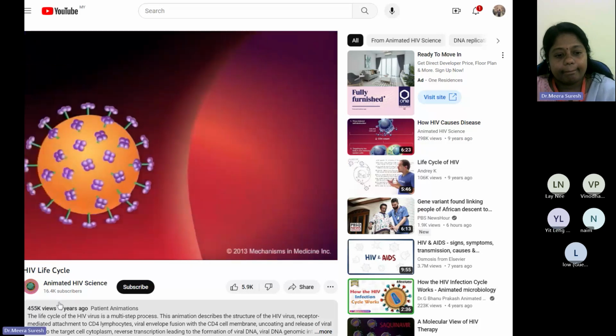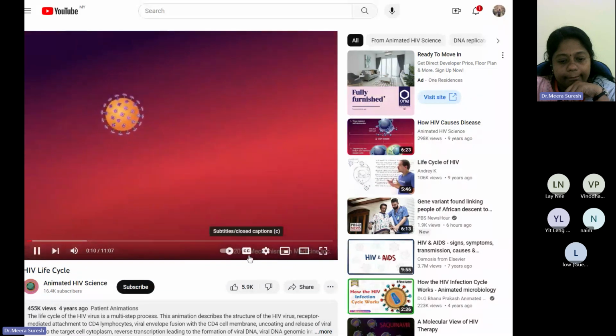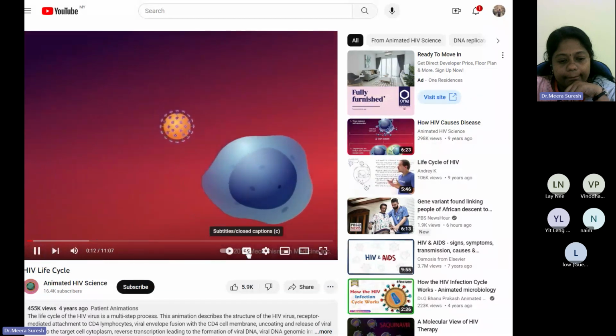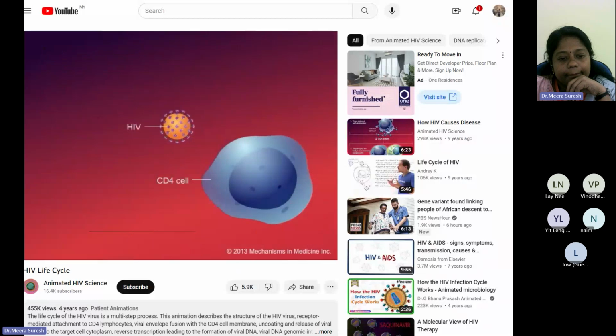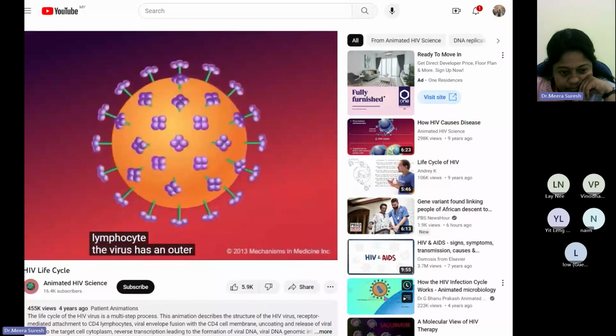There are a number of ways whereby HIV can penetrate through blood vessels to reach its target population. It shows two different entities, both HIV and its main target cell, which is the CD4 lymphocyte. The virus has an outer layer, and the outer layer, as you see, contains a number of spikes. These spikes include the major glycoproteins of the virus that are responsible for direct interaction with the cell surface.